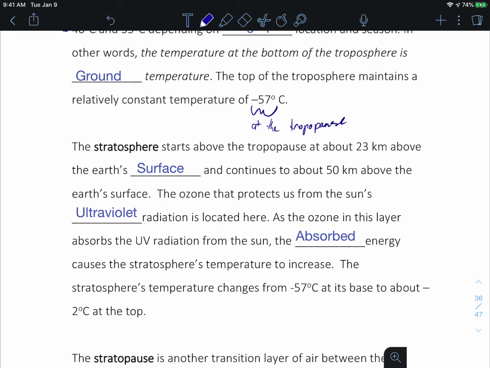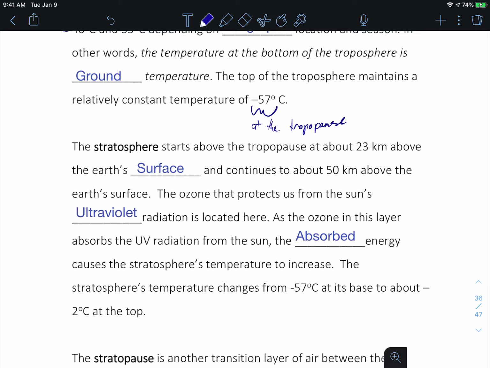Okay, the stratosphere starts above the tropopause at about 23 kilometers above the Earth's surface, and it continues to about 50 kilometers above the Earth's surface. Those numbers might change a little bit depending on your resource, but those are the numbers we're going with. And I'm more concerned about you knowing the order of the regions as opposed to the exact numbers anyways.